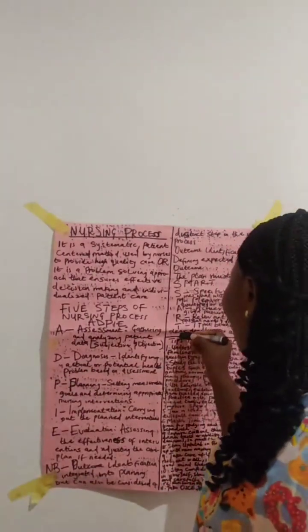T now is time bound. You must have a clear deadline for achievement. You will now say Mrs. A's temperature will reduce by 0.5 to 1 degree Celsius in 15 to 30 minutes of nursing management. It is time bound. You are going to tell us how long it will take to achieve what you want to achieve. So this is everything about nursing process.